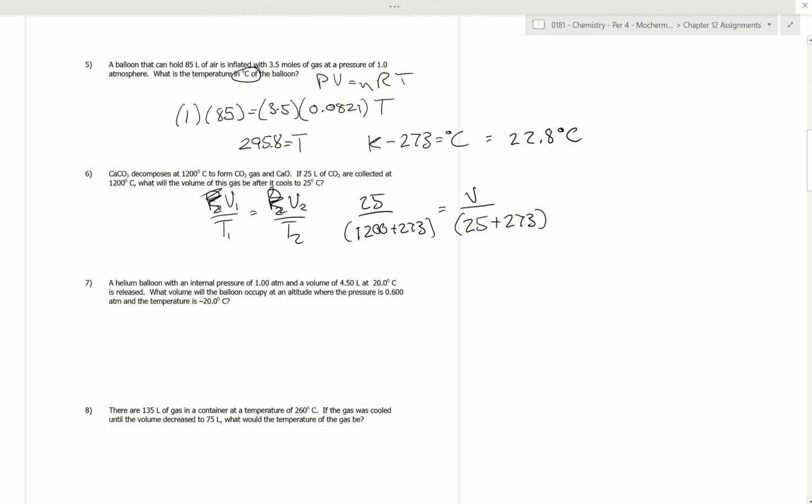So here we go. 25 divided by 1200 plus 273 times 25 plus 273. The volume is equal to 5.1 liters.